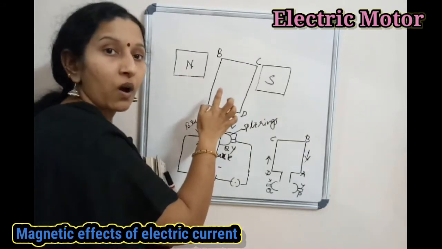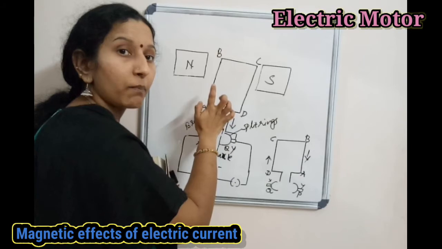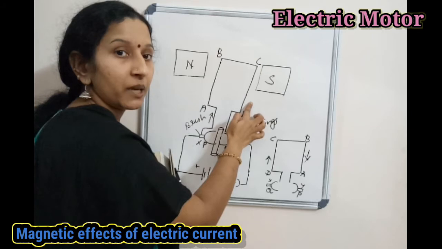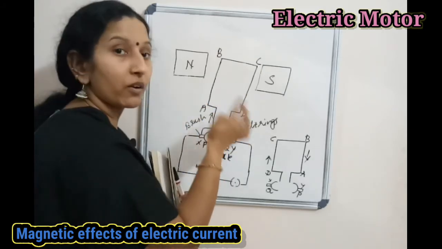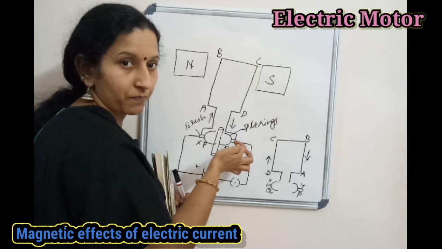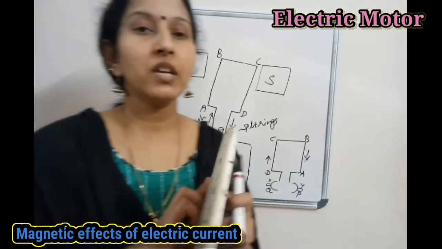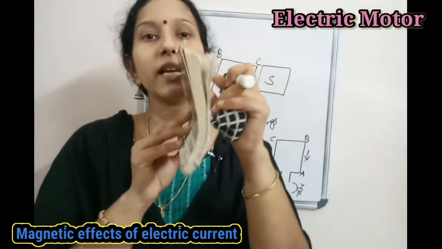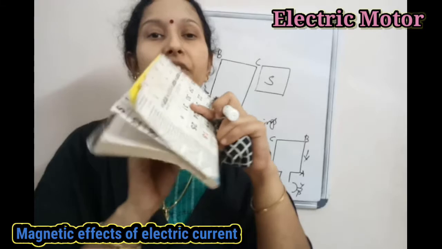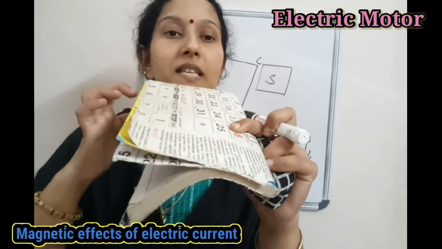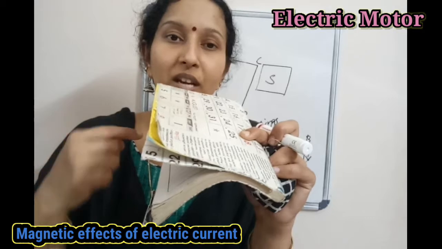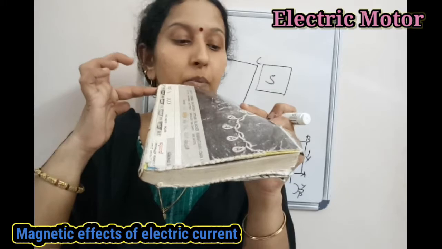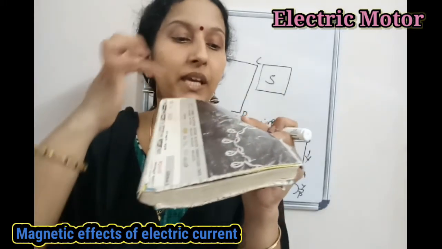The force exerted on arm AB pushes it downward, and on arm CD pushes it upward, which means the coil rotates anti-clockwise. Consider this is the coil. Arm AB is pushed downward and CD is pushed upward. Earlier the direction of the current was D, C, B, A; in this case the direction of current is from A, B, C, D.